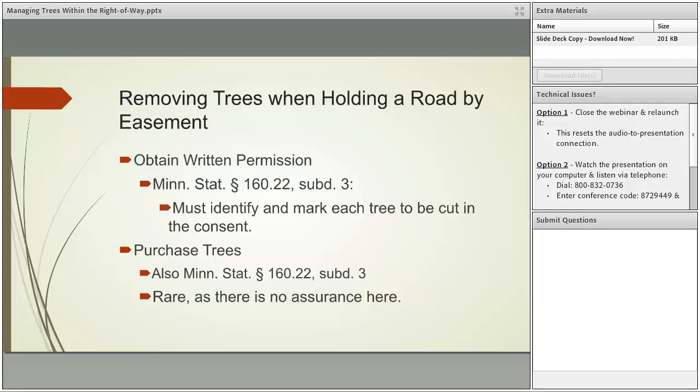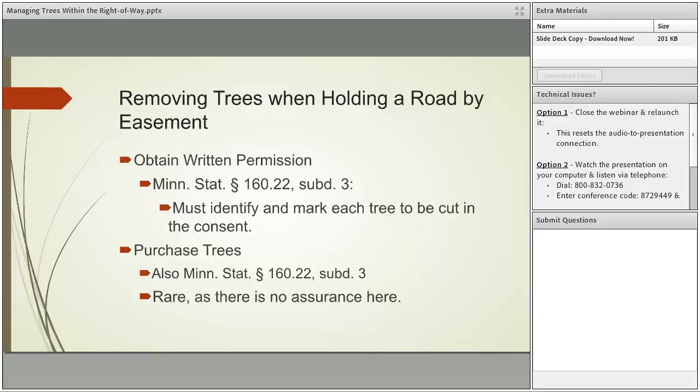Now, the bigger issue, when you're holding the road through easement, there are three main ways you can do this. You can first obtain written permission. You must clearly identify and mark the trees that are going to be cut in that consent form. You can obtain written permission, not verbal. It has to be written. It has to be clearly identified in that writing to cut the trees. And this is the easiest process. If the landowner doesn't have an issue, this would be the first step I recommend: just go ask for permission, obtain it in writing, and in the writing identify the trees.